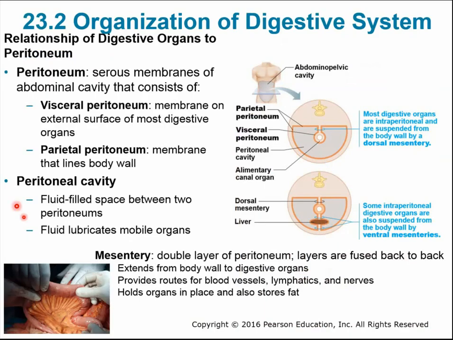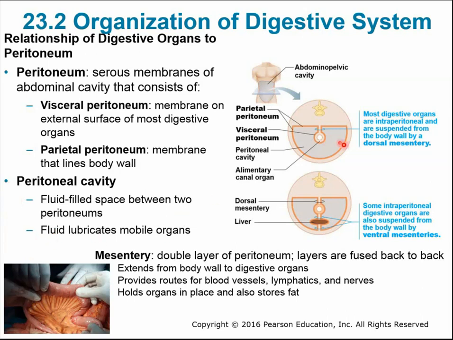So the digestive system has its own serous membrane, a protective covering membrane on the digestive organs called the peritoneum. Right, so it's the serous membrane of the abdominal cavity that's going to consist of the visceral peritoneum. So remember, visceral is going to line the actual surface of the organs. Parietal is going to line the body cavity wall. Then in between these two peritoneal membranes, we have the peritoneal cavity, which is a fluid-filled space. This is going to help to lubricate the organs and reduce any friction.